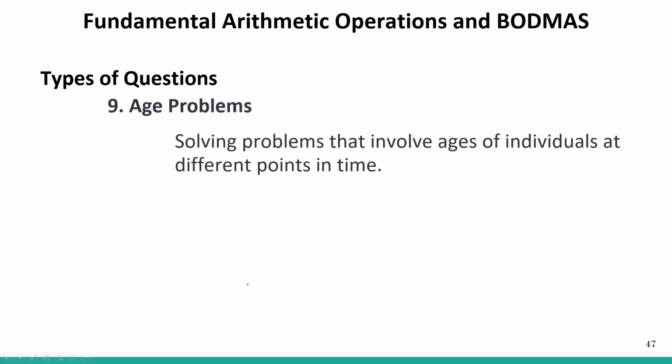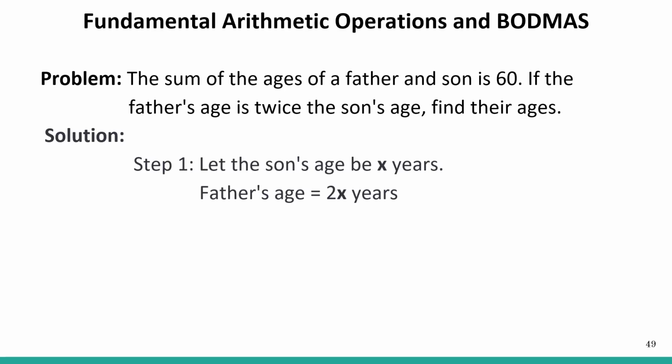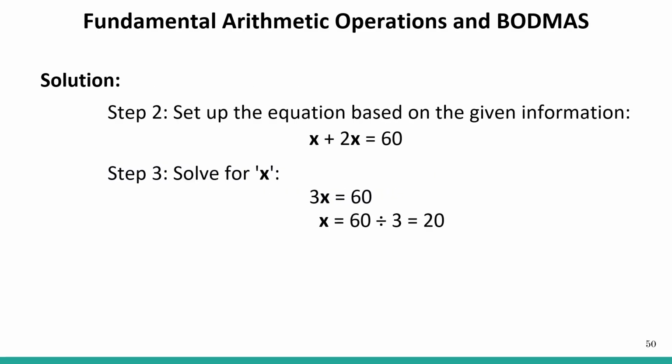So let's solve the age problems. Okay, involving ages. So the sum of ages of father and son is 60. If the father's age is twice the son's age, find their ages. Okay, let son's age be x years and father's age will be twice, so 2x years. So given that their sum is 60, so 3x is equal to 60, so x is equal to 60 by 3, that is 20. So 20 will be the final answer.